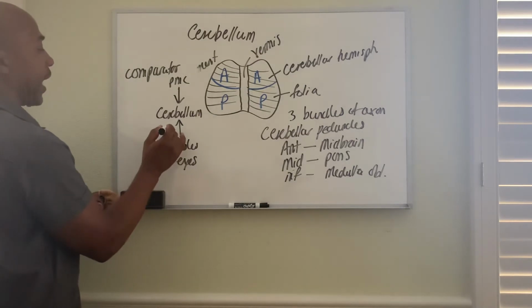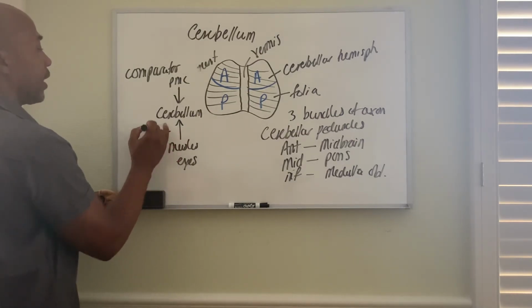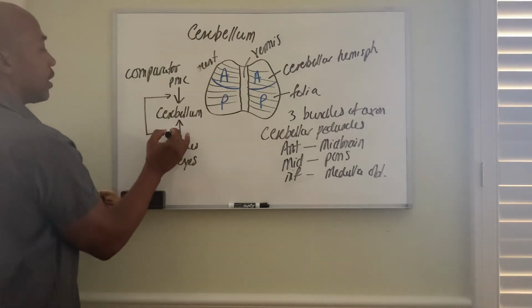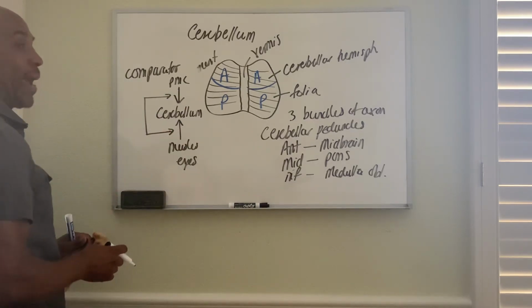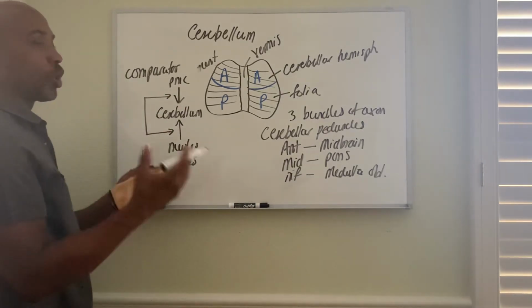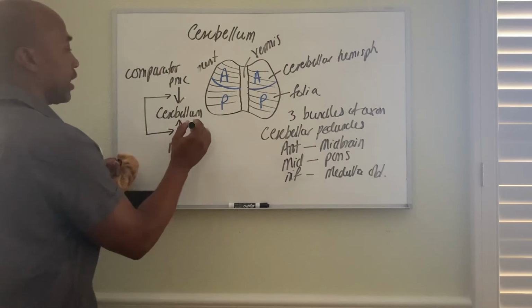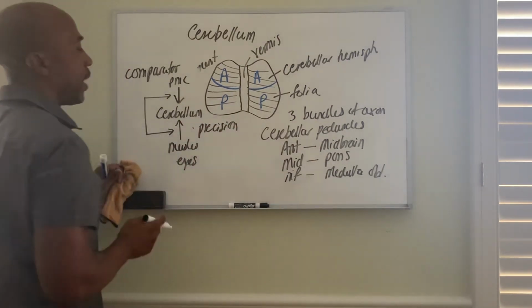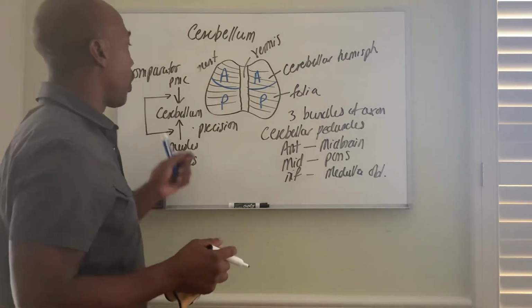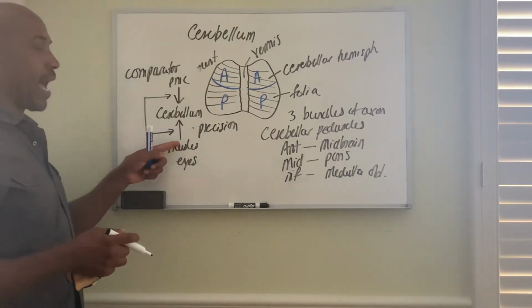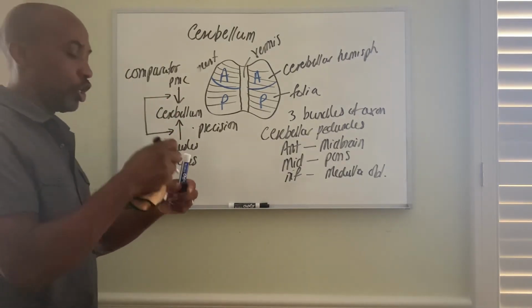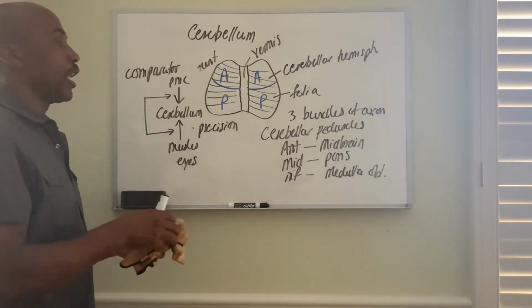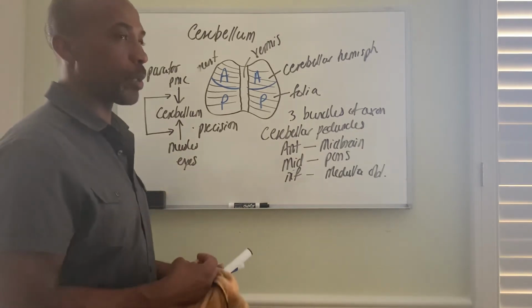And its job is to compare these 2 inputs to make sure that they match. And that way it can be precise. So it really allows for precision of action by matching up your intention with the outcomes. So you can get things done in a coordinated way, in a very precise way.